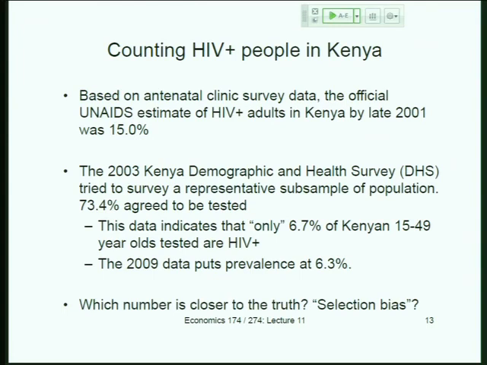It was done the same way, and they also had pretty good compliance with the test, but not perfect. And yeah, I'm going to show you a plot of HIV infection rates for different demographic groups in Kenya. I think if you look at that and try to think about it, we'll probably lean towards the 6 or 7% number being closer to the truth than a 15% number.